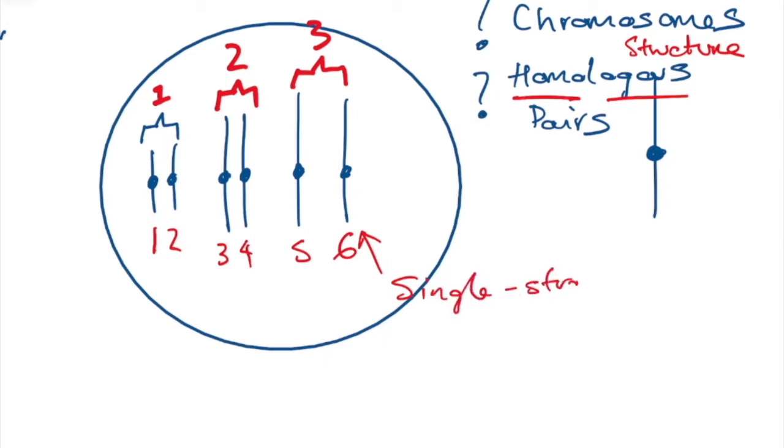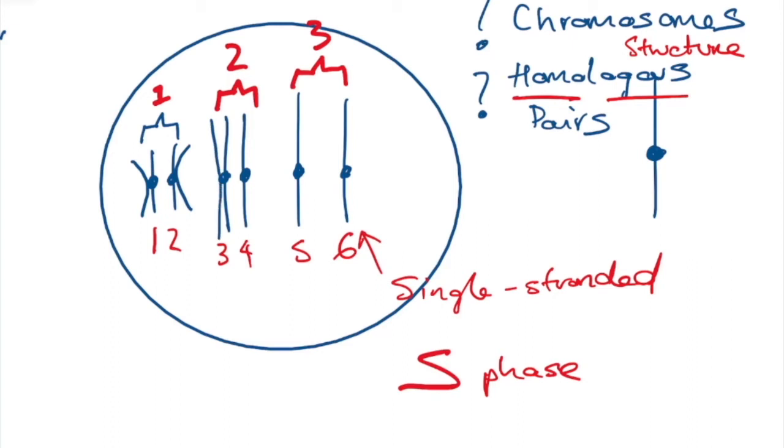So this must be a cell that has not yet entered into copying its DNA. It's not yet gone through S phase. When it goes through S phase, it will copy, add in the new sister chromatid to each, and now we're ready for mitosis to happen.